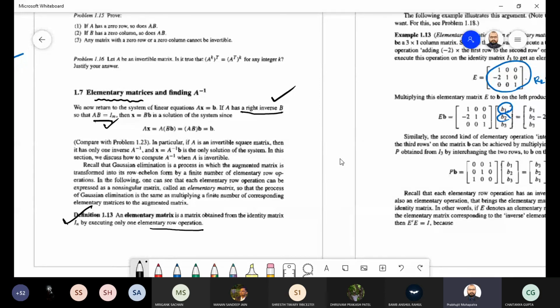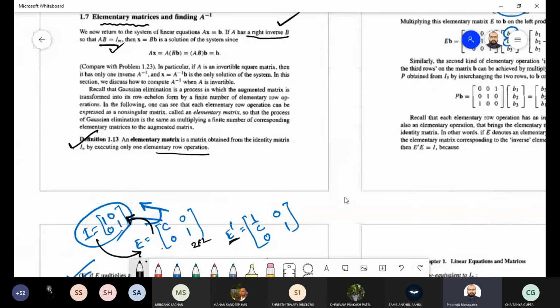If some matrix B on the left side exists so that when you multiply you get the identity matrix, that is called the left inverse. Right inverse is nothing but if a matrix on the right side can be multiplied such that you get the identity matrix, then it is called the right inverse matrix.